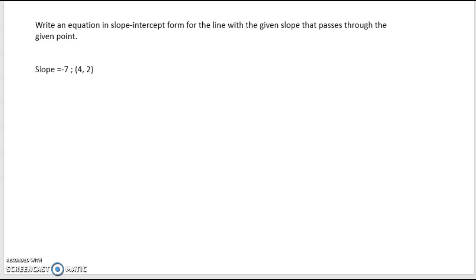We're being instructed to write an equation in slope-intercept form, so we want our answer to look like y equals mx plus b. We want it to go through this point and for it to have this slope. So we're going to label these. The slope obviously is my m, and then my point is my x1 and my y1.